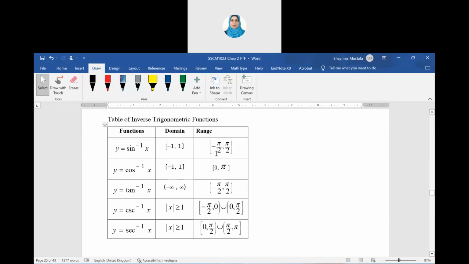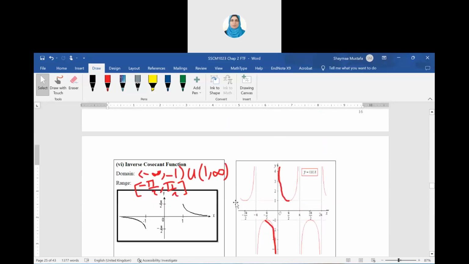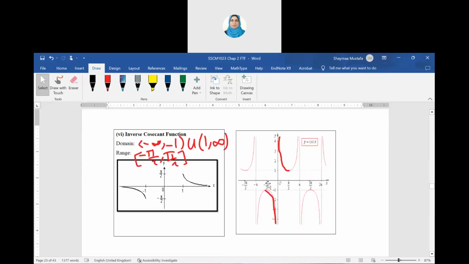These are the restricted domains where the original function is one-to-one. For sine, from minus pi over 2 to pi over 2. For cos, from 0 to pi. For tan inverse, we restricted from minus pi over 2 to pi over 2. For cosec inverse, also the same, from minus pi over 2 to pi over 2, except 0. For sec inverse, from 0 to pi, except pi over 2. We exclude this value because the original function is undefined there.